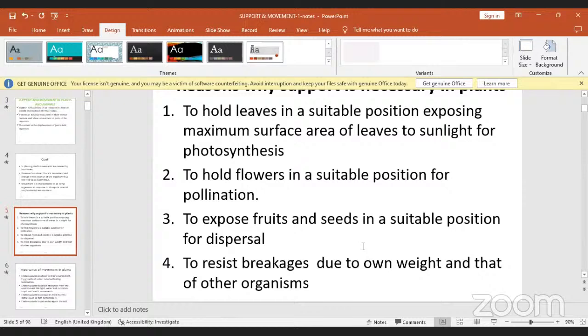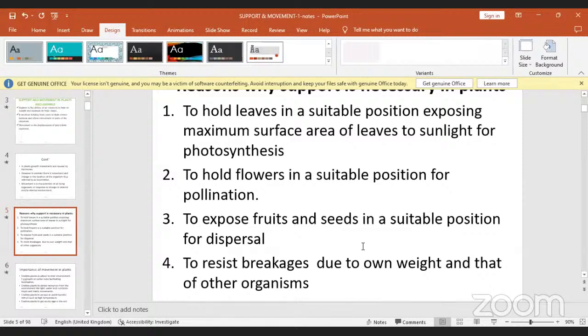The same way with wind pollinated flowers, they have to be exposed in a way that wind is able to carry these pollen grains to another flower of the same species for pollination to take place, enhancing fertility. Thus the pollen tube is able to grow and deliver the male nuclei to the embryo sac for fertilization to take place.